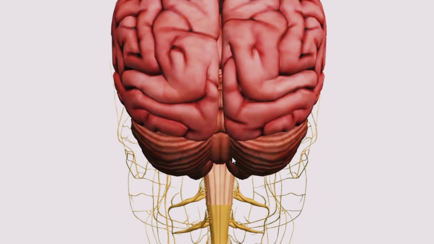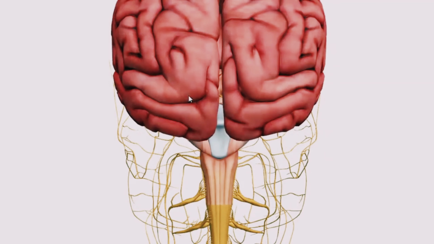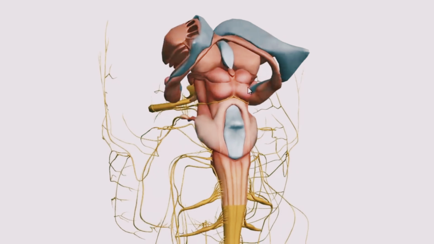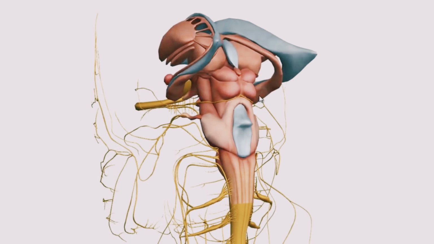If I remove the cerebellum, and I'll remove the hemispheres as well, we can see the midbrain here, so you can identify it by the colliculi. So that's the midbrain sitting there, and this is the dorsal surface of the brainstem.